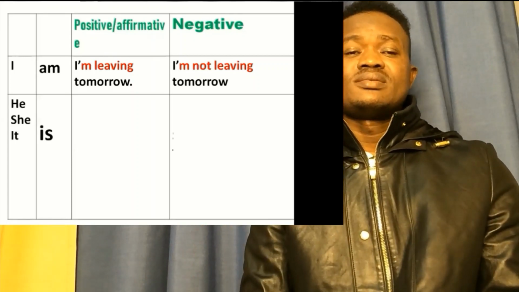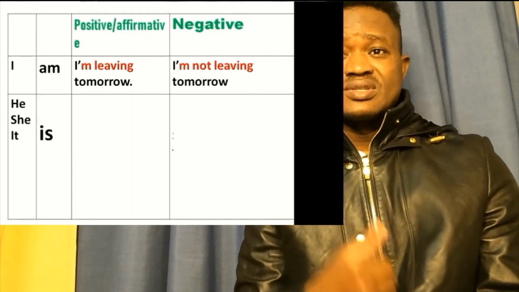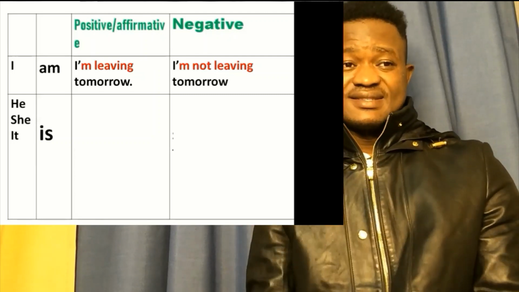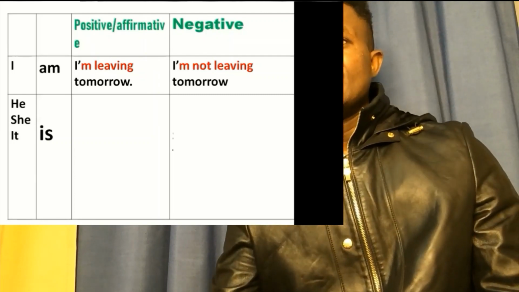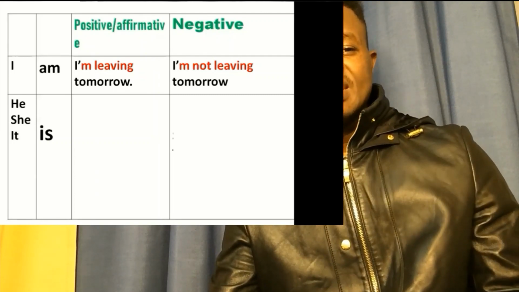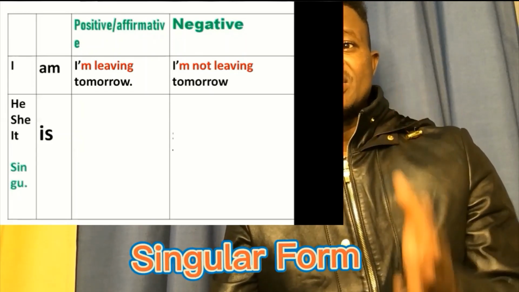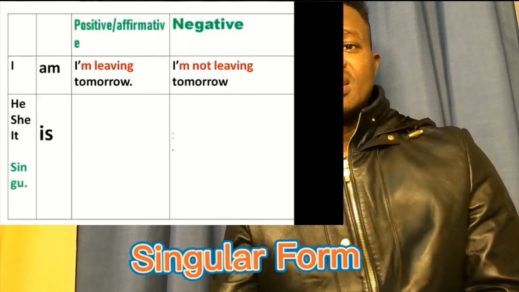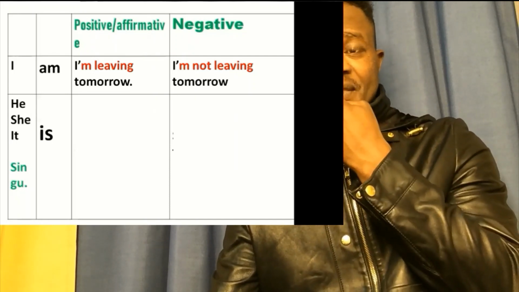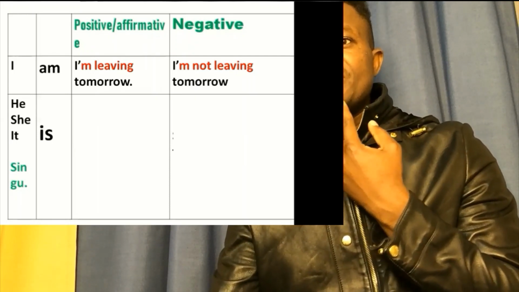He, she, it goes with the be verb is. Okay, all right, let's go. These are singular forms. This is a singular form. Okay, I, she, he, it, are singular forms. Okay, all right, let's go.